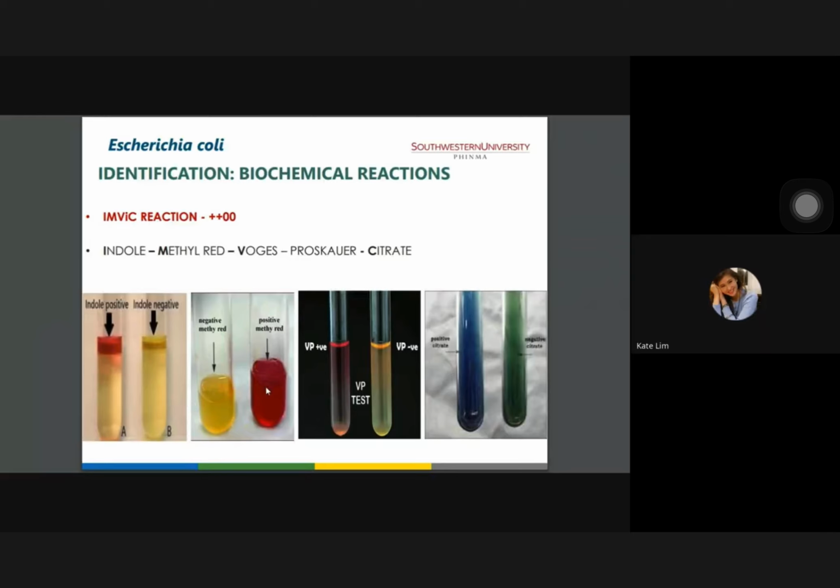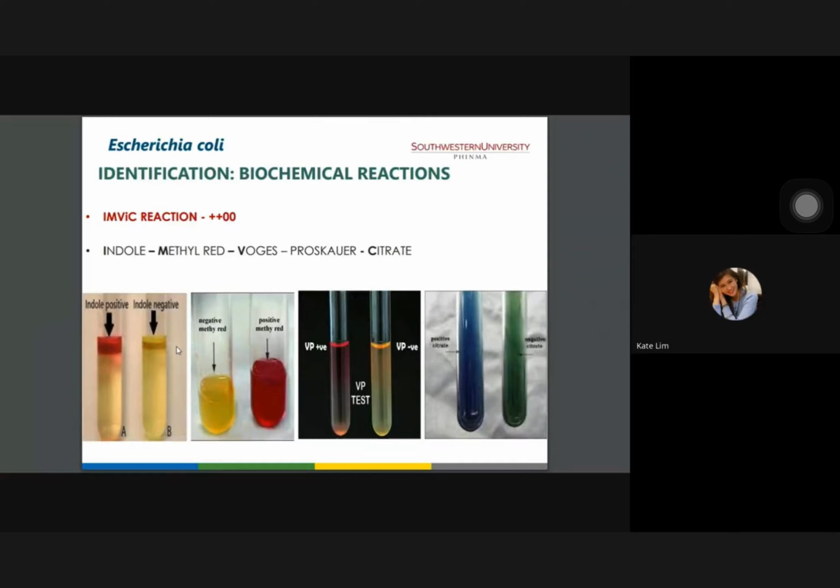So it indicates that there is a low pH and the production of mixed acids from glucose fermentation. How about the negative methyl red? The color remains yellow, or in some tests it turns yellowish orange after adding the methyl red reagent. This tells us that there is an absence of significant acid production, because it remains yellow or yellowish orange. The positive should be red. Okay? So that is your methyl red test.